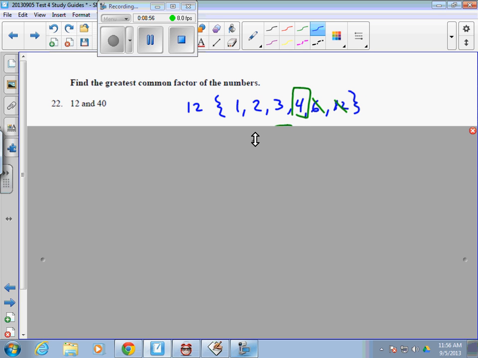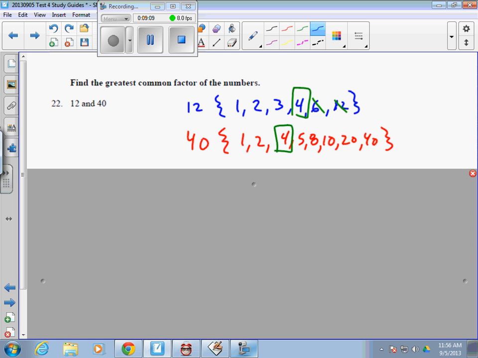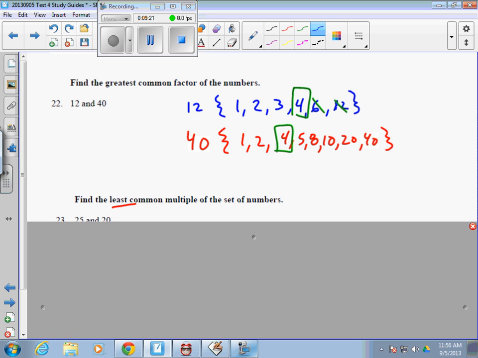22 says find the greatest common factor of the numbers 12 and 40. The factors of 12: 1 and 12, 2 and 6, and 3 and 4. Your factors of 40 are 1 and 40, 2 and 20, 4 and 10, and 5 and 8. The greatest common one is the largest one that they both have. Notice both of them have 4. So your GCF, or your greatest common factor, is 4.